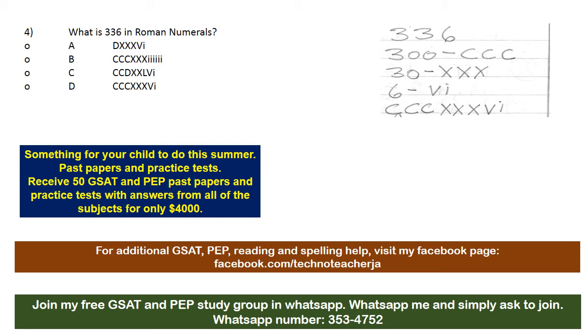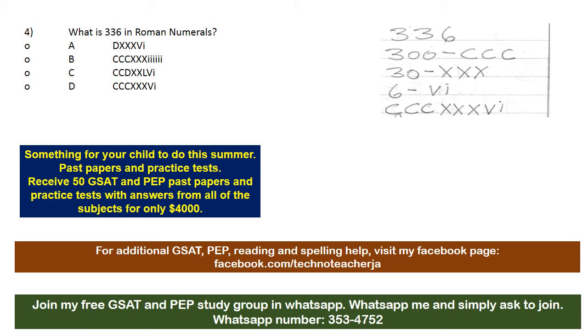If CM is 900, what is MC? In MC, the bigger number is in front, so you add. M is 1000, C is 100, so add them. 1000 plus 100 is 1100.